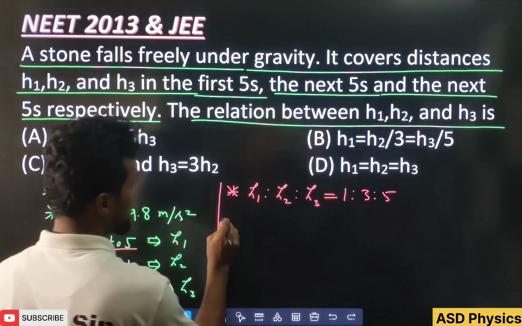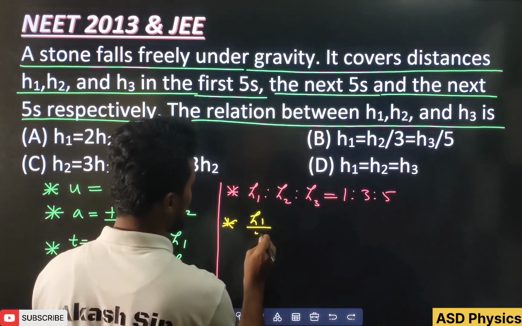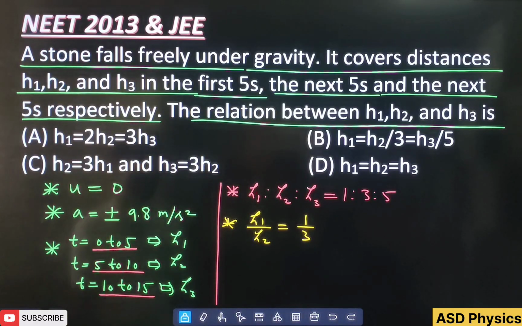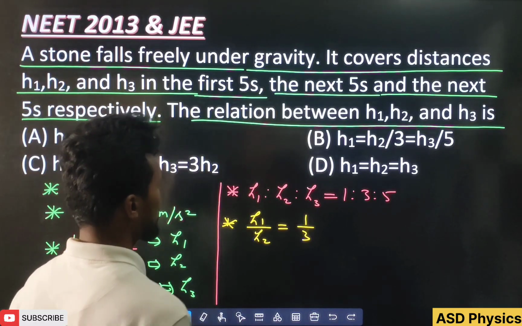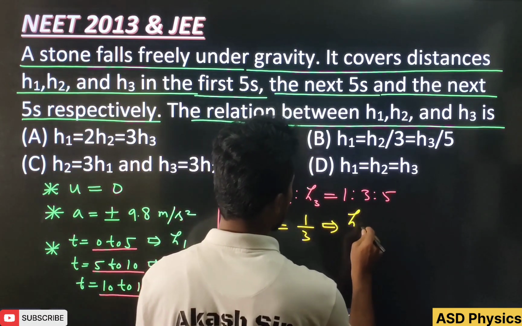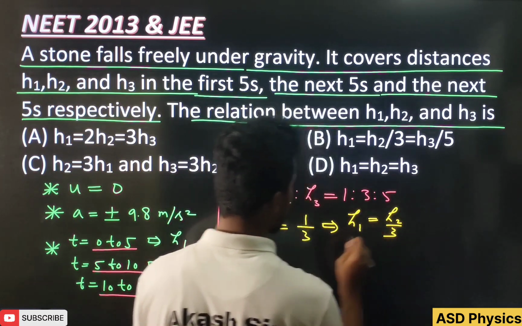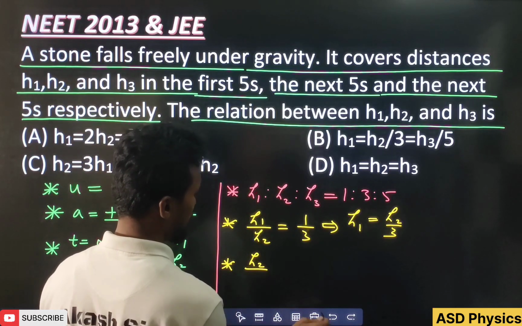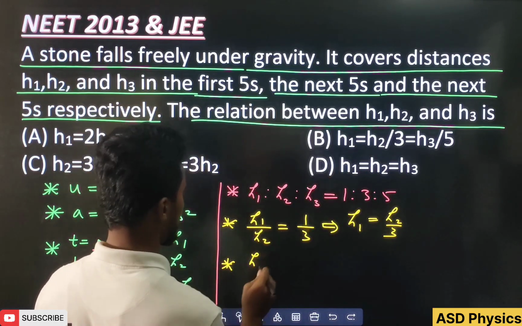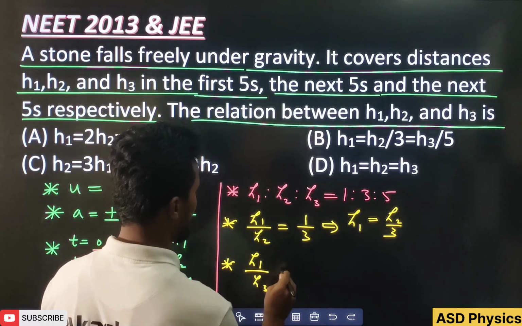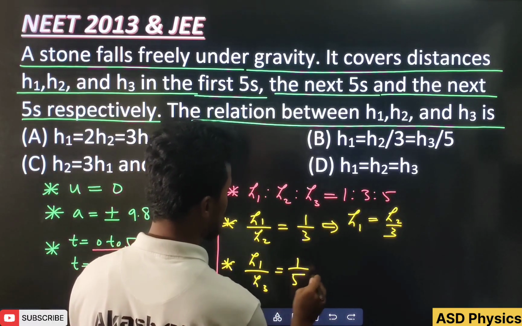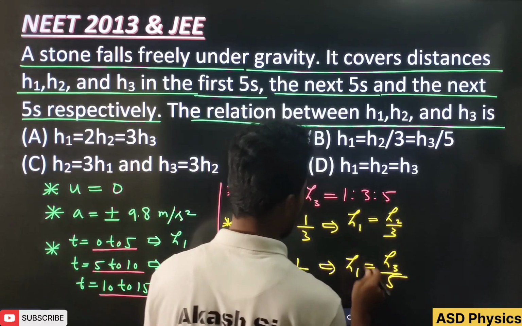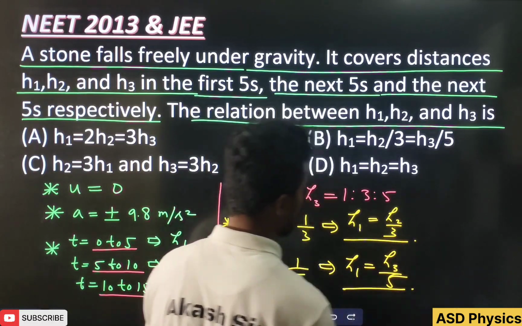And when I simplify one by one, I can write h1 by h2 means 1 by 3. That means from here h1 I can write h2 by 3. Similarly, the h2 by h3, or depending upon the options, if I write h1 by h3, h1 by h3 is 1 by 5. So h1 is h3 by 5. So h1 is h2 by 3, h1 is h3 by 5.